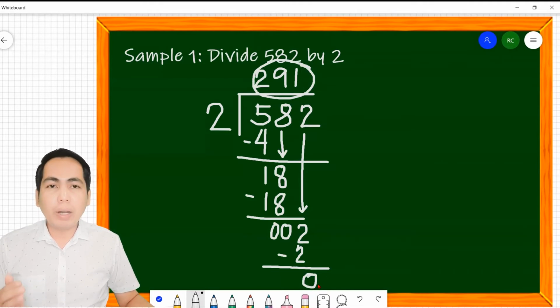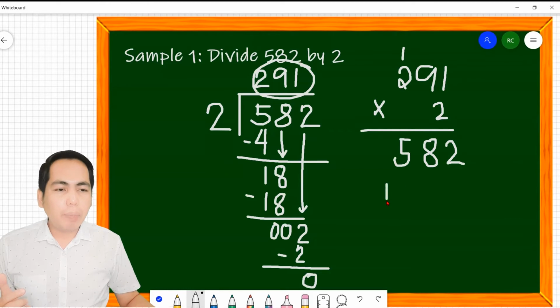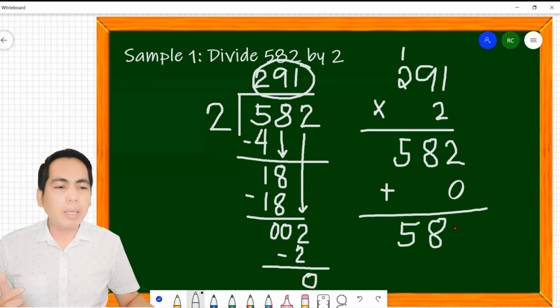Now let us check whether our answer is correct. When we check whether our answer is correct or not, we have to use the opposite of division, which is multiplication. So we are going to multiply our quotient 291 and our divisor 2. So 2 times 1 will give us 2. 2 times 9 will give us 18. So 8 regroup 1. And 2 times 2 is 4 plus 1 will give us 5. And then plus our remainder 0 will give us 582. If our result is the same as the dividend, then our answer is correct.